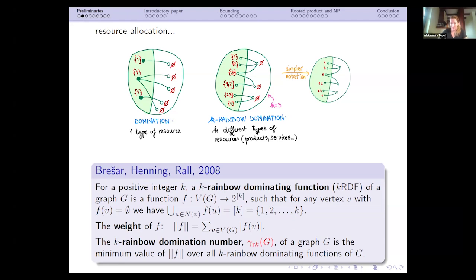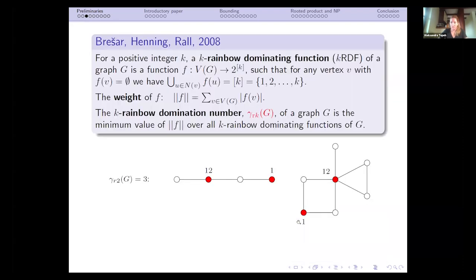So just to be sure that we are not too quick with the definition, let us take a look at these two examples with 2-rainbow domination number equal to 3. You can see that vertices I didn't put any label on, this means they are empty. They see both colors in the neighborhood. And you can also easily see that we cannot do it with only 2. This number cannot be 2. Also for this graph.